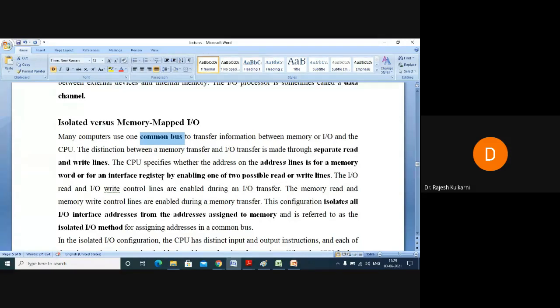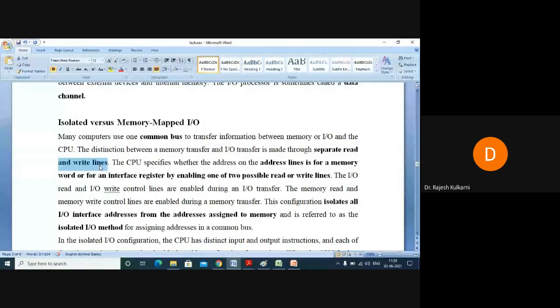What is the purpose of this? They want to communicate with the CPU. Whenever there is a common bus, to highlight that this is from memory or that this is from input output, you have separate read and write lines. This is the first scenario. Remember, common bus means input output and memory are sharing. But to highlight that this is from memory or this is from input output, for that you have separate read and write lines for this common bus.